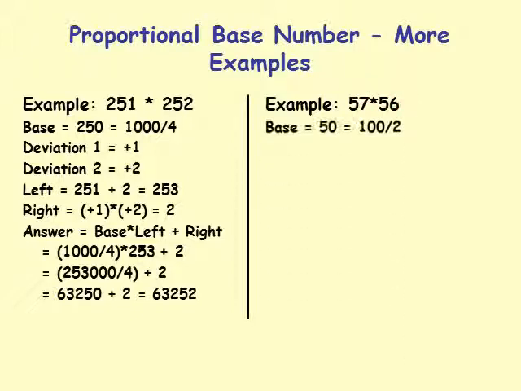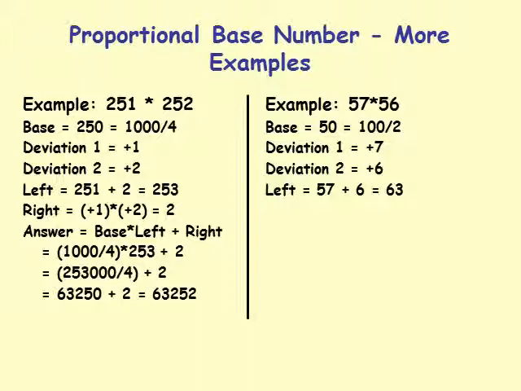57 times 56. We take a base of 50, and we get the base from 100 divided by 2. I could have gotten the base from 10 times 5 also, but I chose to get it from 100 divided by 2. So my working base is 50. Let's continue. Deviation 1: 57 minus 50 is plus 7. Deviation 2: 56 minus 50 is plus 6.